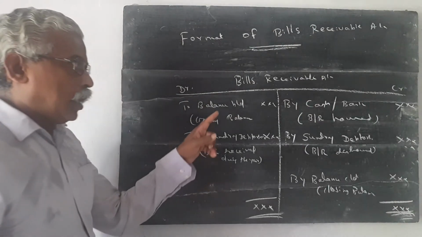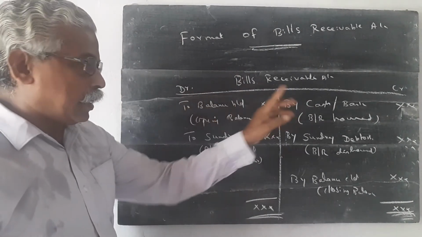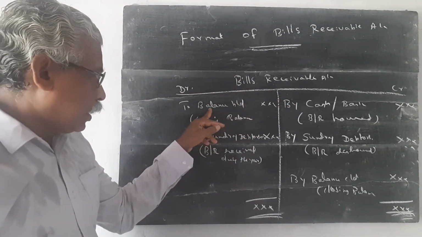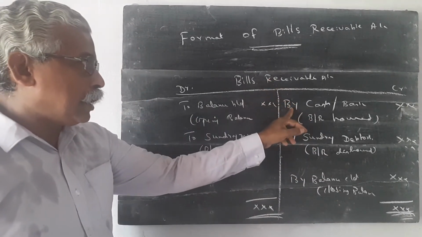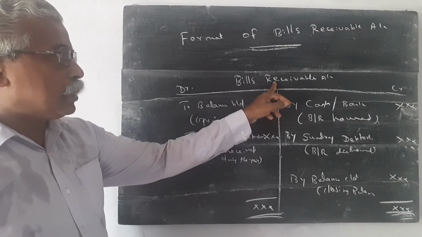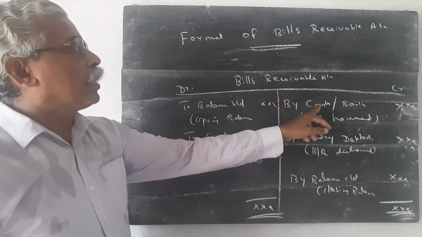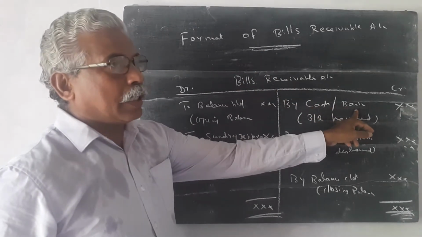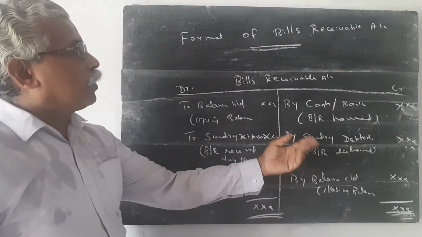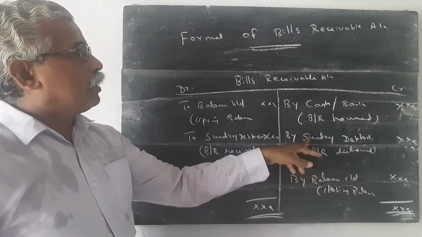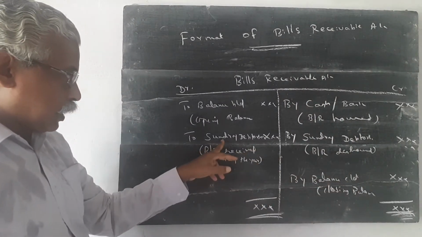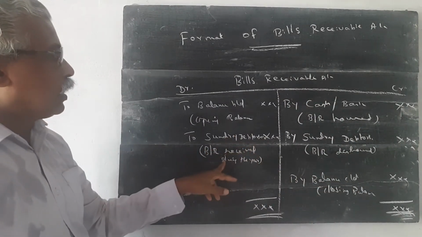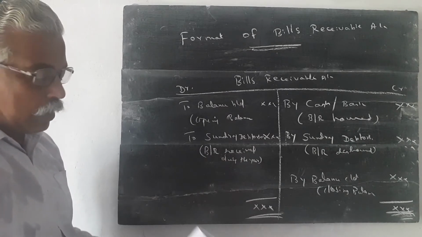The bills receivable account consists of two sides, debit side and credit side. Everything you know: opening balance is entered here, closing balance is entered here. Any bill amount received, any bills receivable honored, we can use by bank or cash. If the bills are dishonored, sundry debtors account. Thus, credit side completed. The difference is considered sundry debtors, that is bills receivable received during the year.